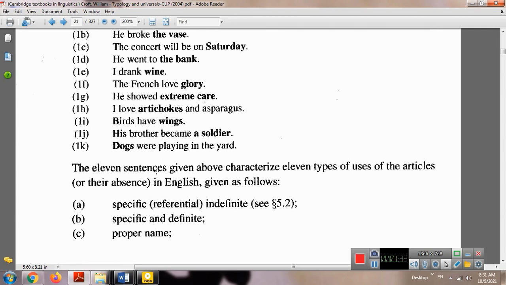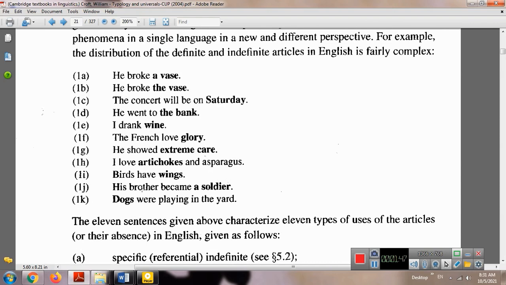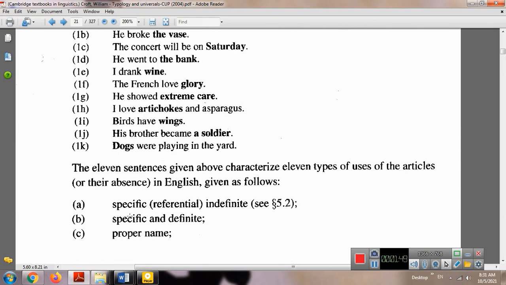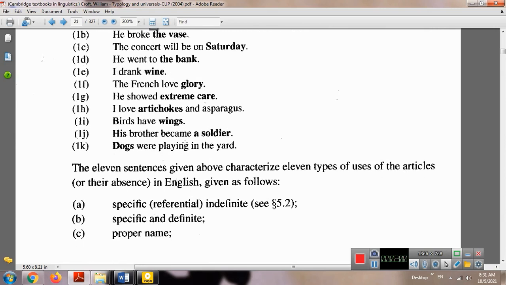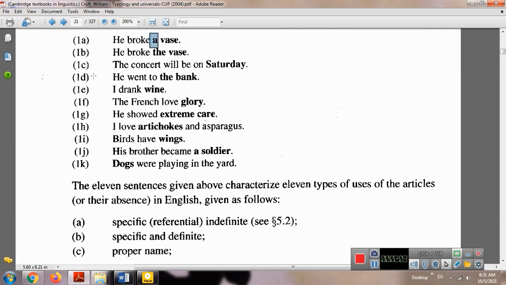The 11 sentences given above characterize 11 types of uses of the article or their absence in English, given as follows. In A, he broke a vase. We have a specific referential indefinite article. The articles here are in bold. Number B, he broke the vase. Here there is specific and definite. The C is a proper name.